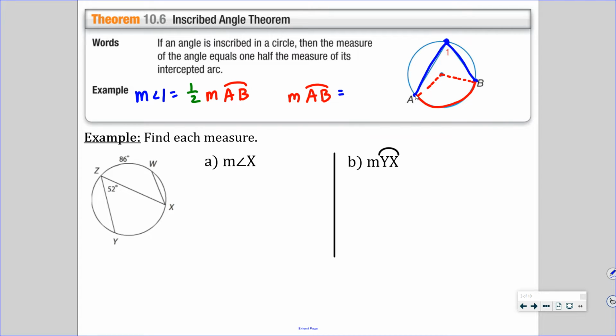Actually, maybe we know the measure, I guess, more probably of the angle. That measure of the arc is going to be double the measure of the angle. We'd probably use that more that way. If we know what this angle is, to find this measure, we just double it.